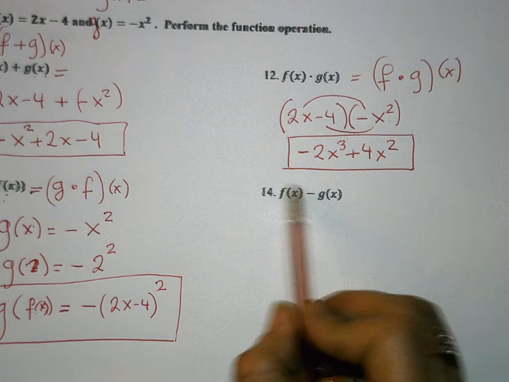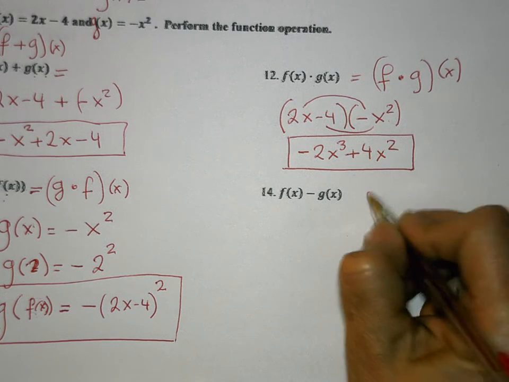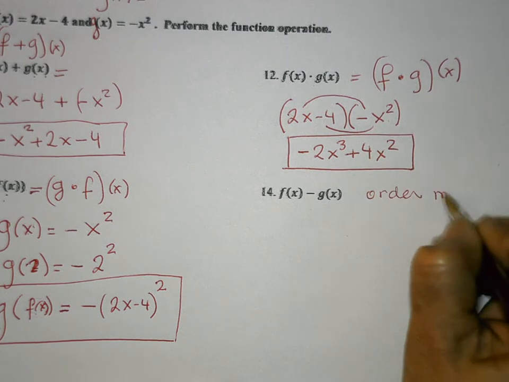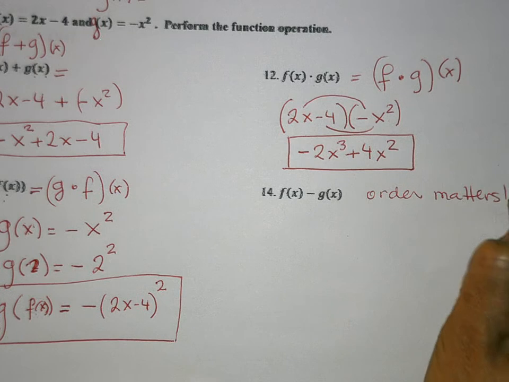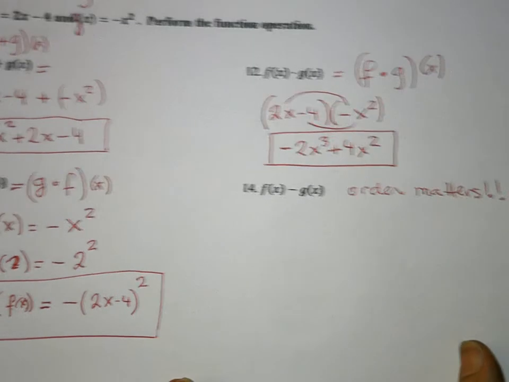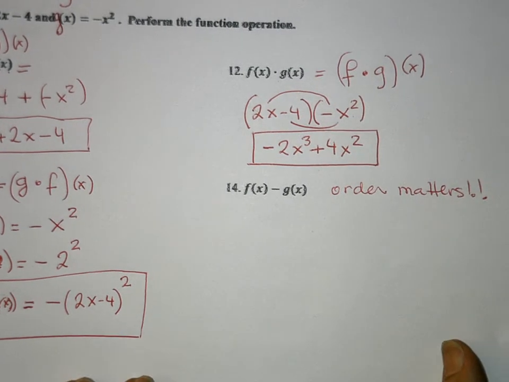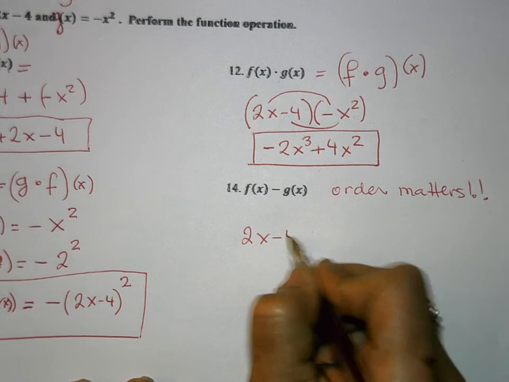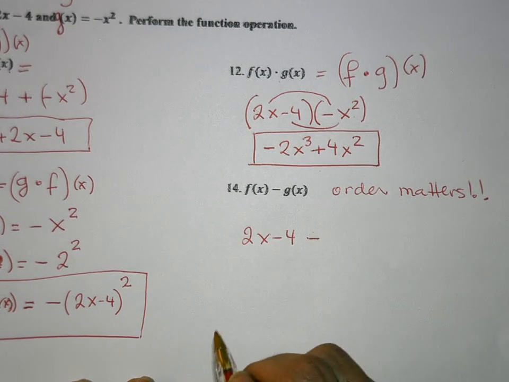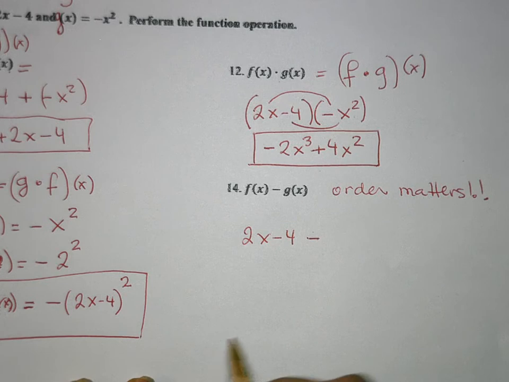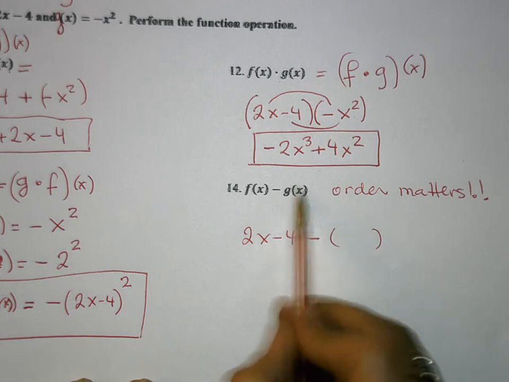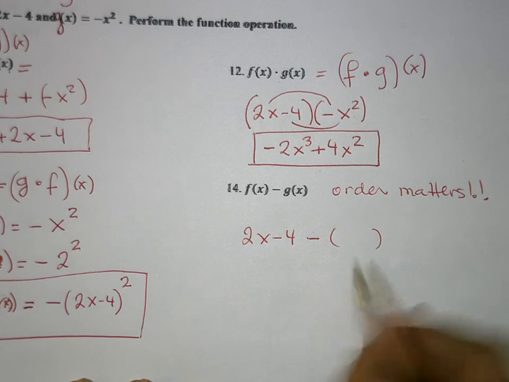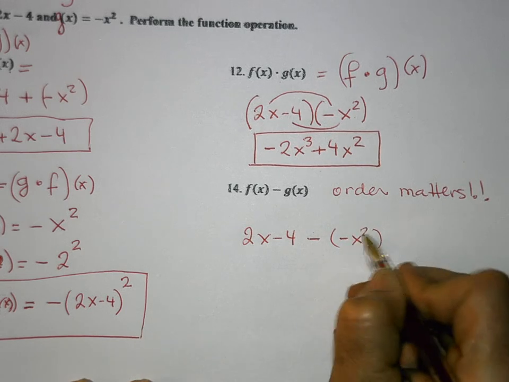I'm asking you to write f of x first. I always told you order matters. Okay, order matters here. Please always remember order matters. All right, I want f of x first, so I'm going to do 2x minus 4 minus, because I'm dealing with subtraction, I'm going to be very careful and I'm going to open a parenthesis for my next function, which is the function g of x. My function g of x is just negative x squared.